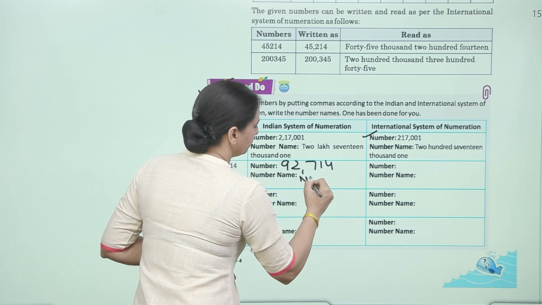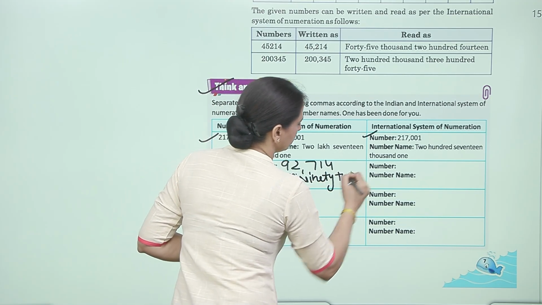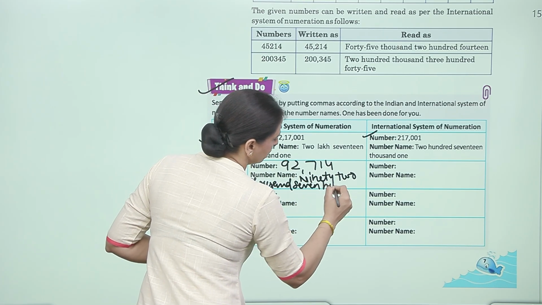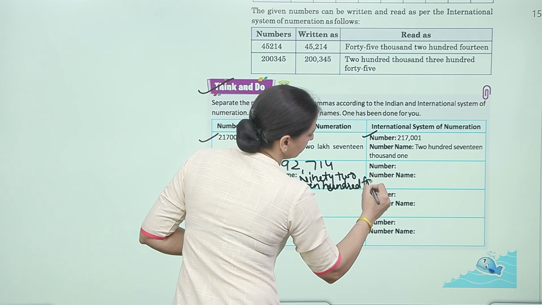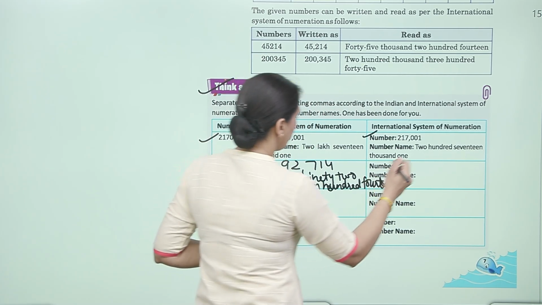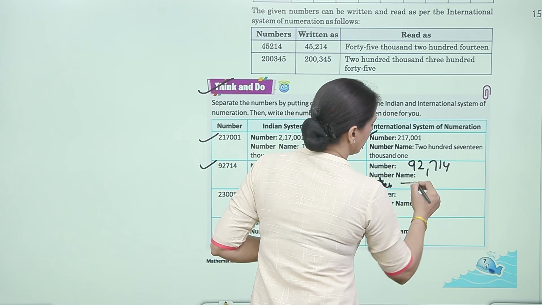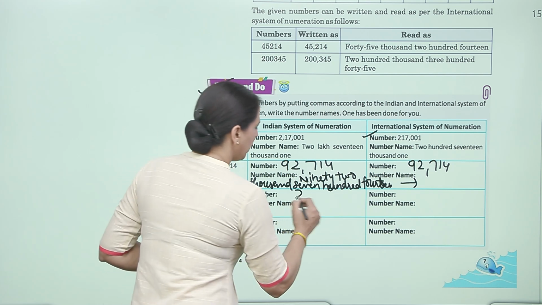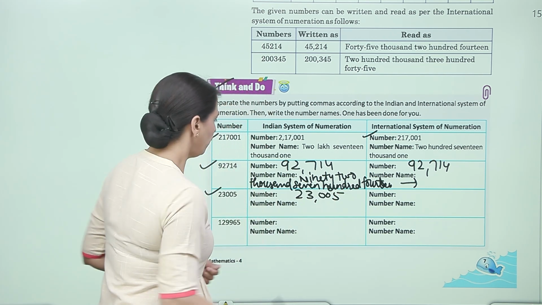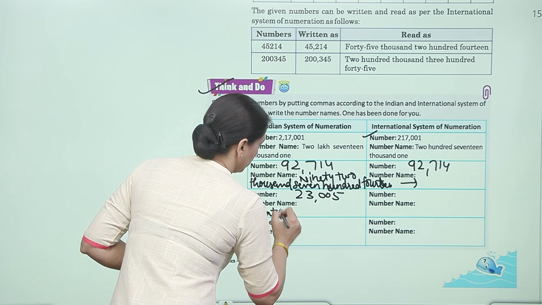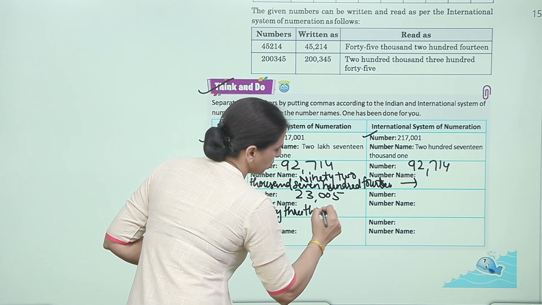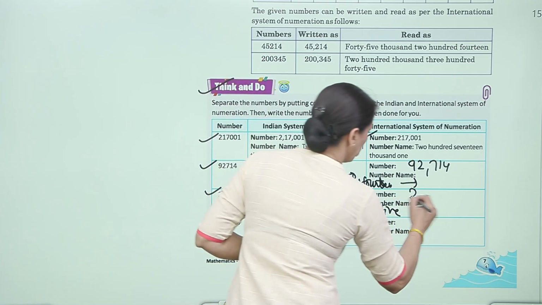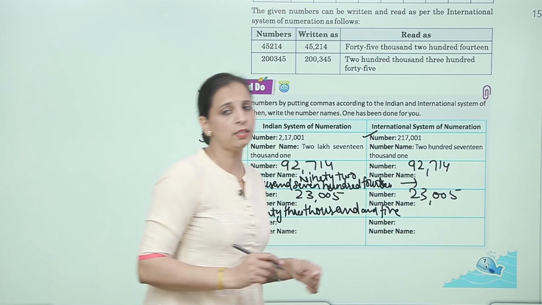92,714, and here the number name is ninety-two thousand seven hundred fourteen, same as in the other system. Now next, 23005, again 23,005. Up to 10,000, both systems have the same places and number names.